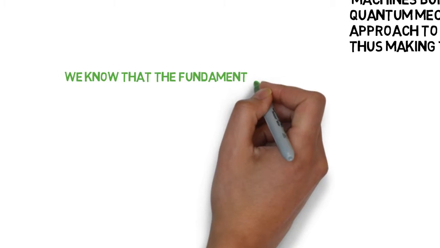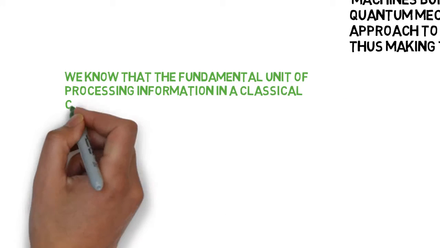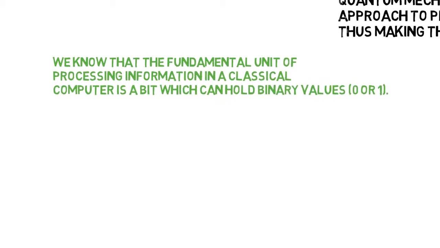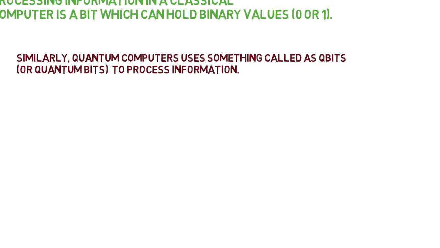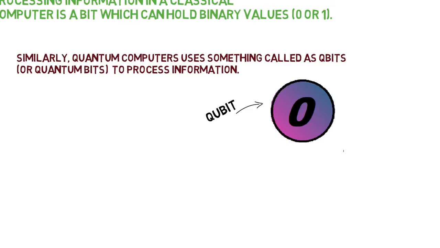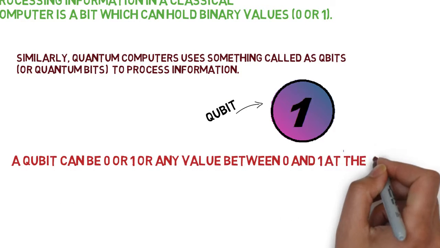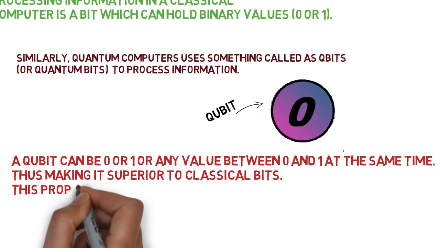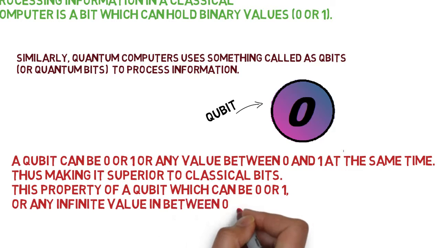We know that the fundamental unit of processing information in a classical computer is a bit, which can hold binary values 0 or 1. Similarly, quantum computers use something called qubits or quantum bits to process the information. A qubit can be 0 or 1 or any value between 0 and 1 at the same time, thus making it superior to classical bits.